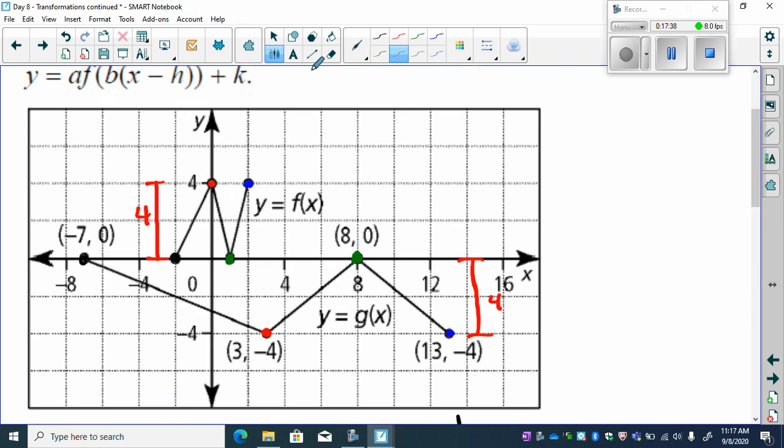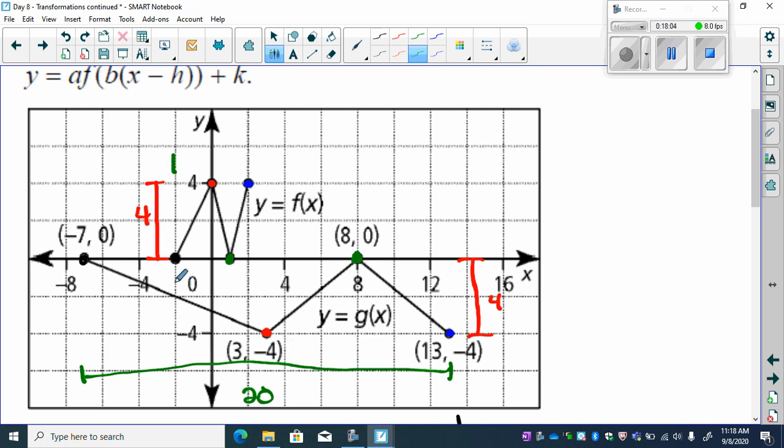Let's do this down here. Go from negative 7 all the way over to positive 13. The domain of that would be x is greater than or equal to negative 7, but less than or equal to positive 13. That is a span of 20 units, from negative 7 over to 13.